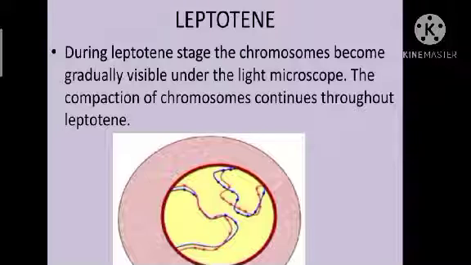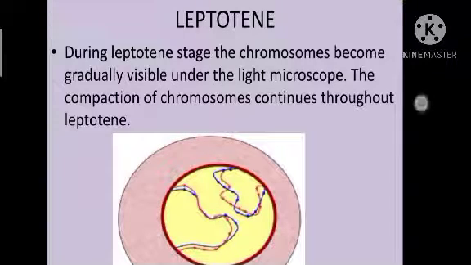Leptotene is the first stage under prophase I. During leptotene, the chromosomes become gradually visible. In the picture you can see they are gradually visible, and can be seen under the light microscope. The compaction of chromosomes continues. Actually, in prophase, the chromatin gets condensed into chromosomes, isn't it? So here also the compaction continues. Compaction here means the condensation of chromatin into chromosome continues. And the volume of the nucleus increases, and formation of aster also begins, just like in mitosis.